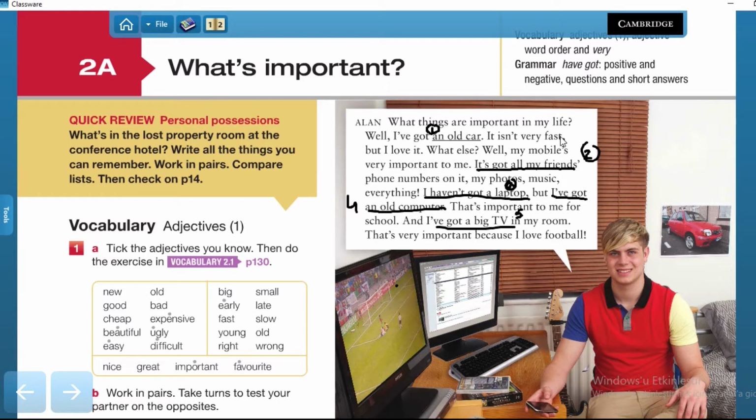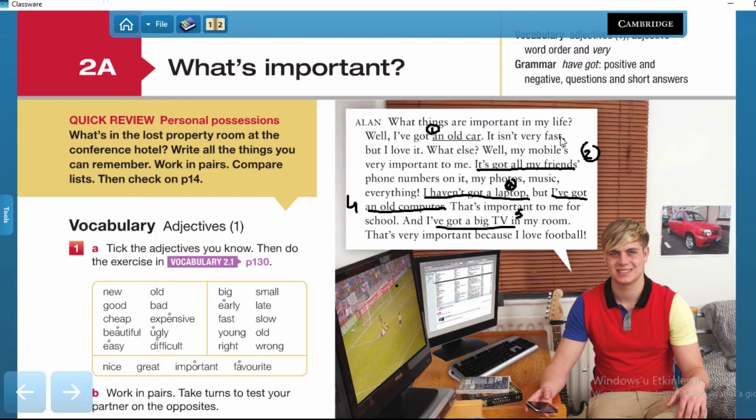Well, my mobile phone, very important to me. Important is an adjective. It's got all my friends' phone numbers on it. My photos, music, everything. I haven't got a laptop, but I've got an old computer. Computer is a noun. Old is the adjective. So old is an adjective.